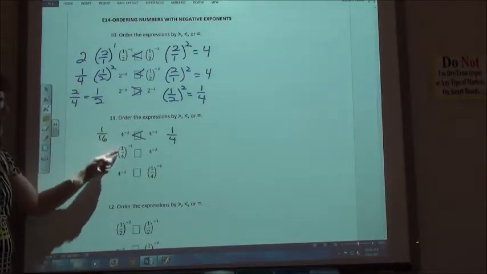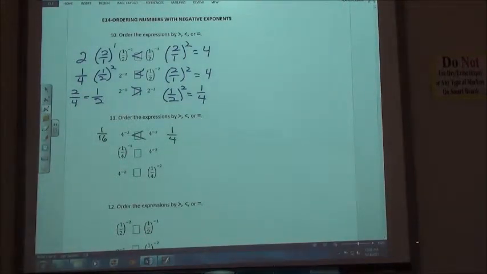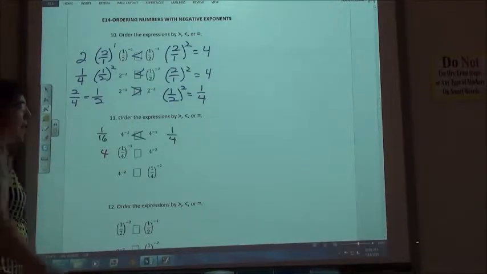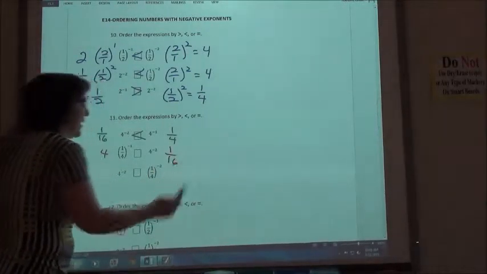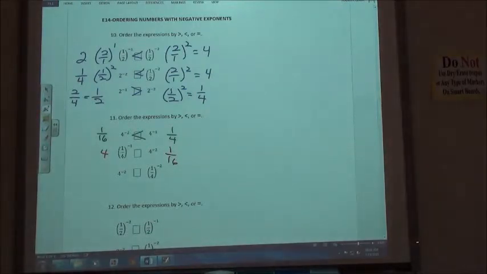So if I'm doing 1/4 to the negative 1, I'm going to get 4. 4 to the negative 2 would be 1/16, exactly. 4 squared is 16, but my exponent is negative, so I had to do the reciprocal, 1/16. 4 compared to 1/16, well, we know a whole number is bigger than a fraction.